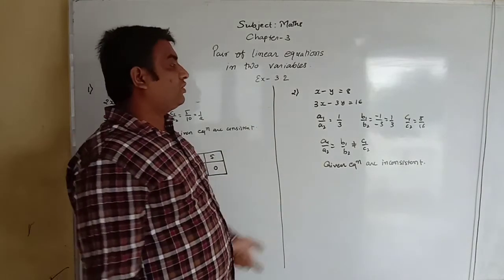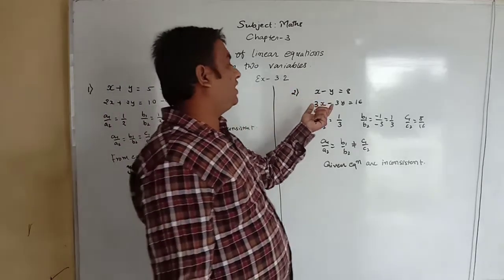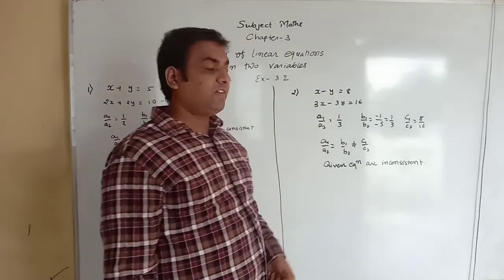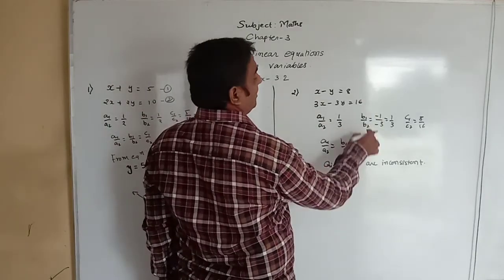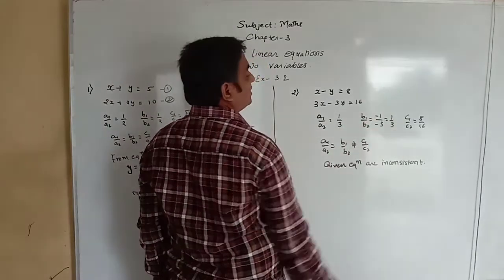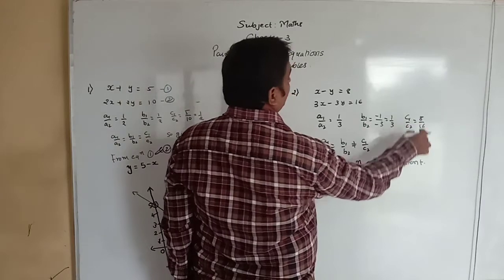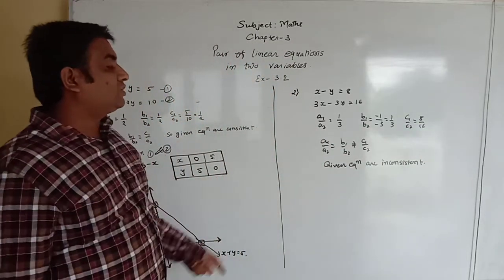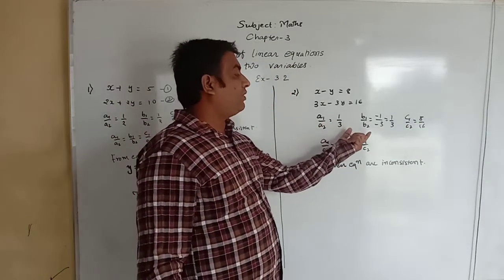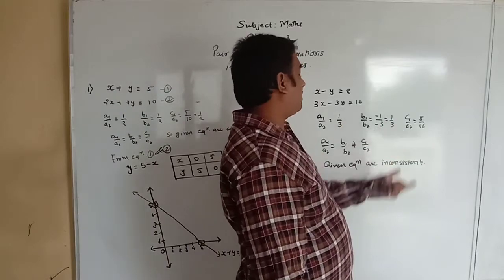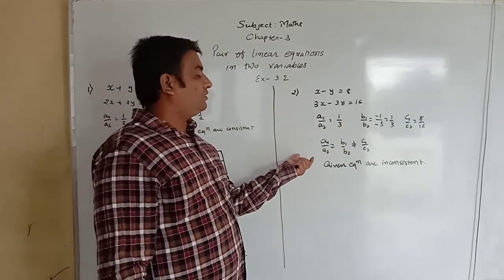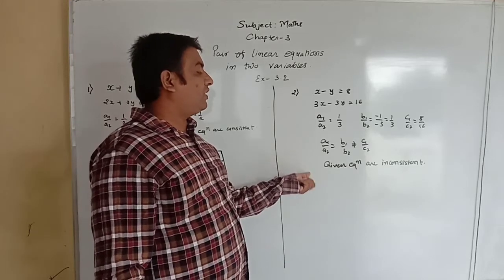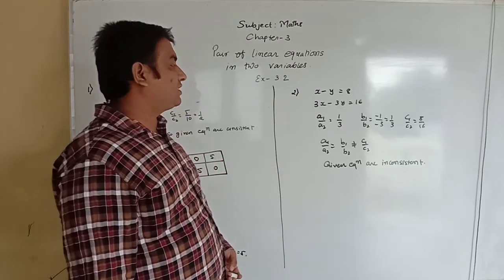Now we have the second question: x minus y equals 8 and 3x minus 3y equals 16. So the a1 by a2 ratio is 1 by 3, the b1 by b2 ratio is minus 1 by minus 3, which is 1 by 3, and the c1 by c2 ratio is 8 by 16. So we can say that the a1 by a2 and b1 by b2 ratios are equal but not equal to c1 by c2, and so they do not have any solution, and the given equations are inconsistent.